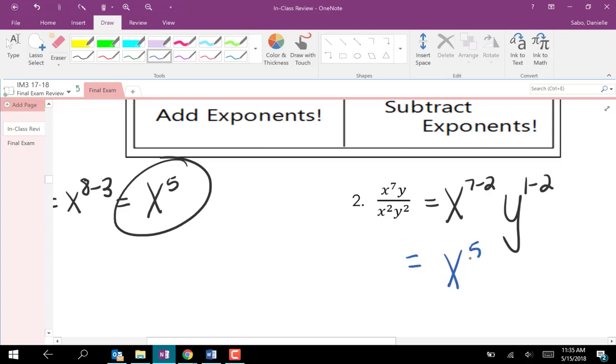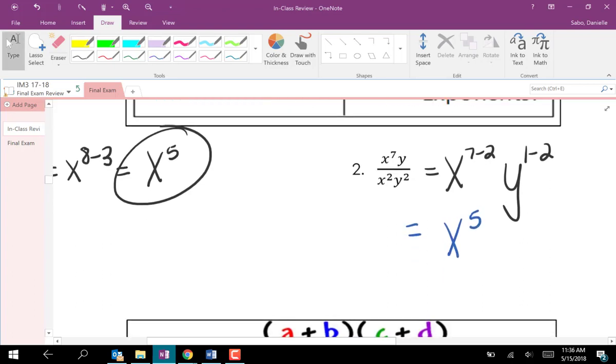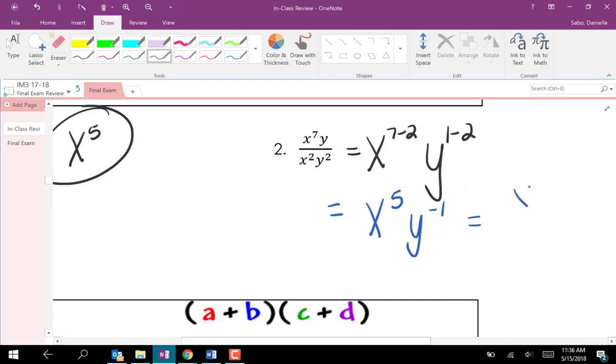I heard Micah say x to the 5th, and you're right. Now, this one is y to the what? Negative 1. But negative exponents can't exist, so it becomes a denominator. Yes, it becomes the denominator, and I'll explain that in a second. I want to do it this way for a reason, because in the next chapter, when we have a negative exponent, that really means it goes to the denominator. Negative 1 would really mean 1 over y. So really this is x to the 5th over y, and we're done.